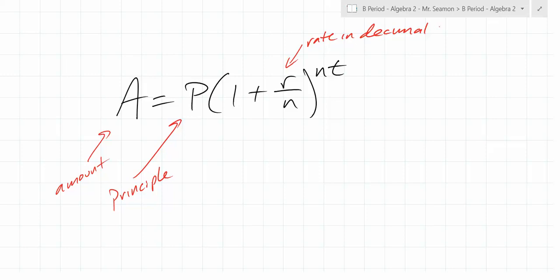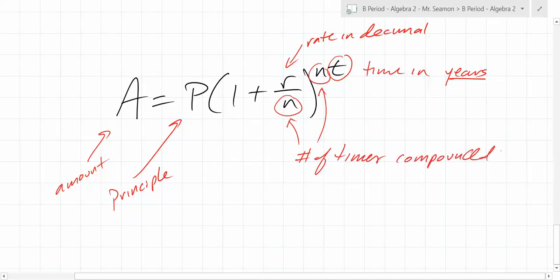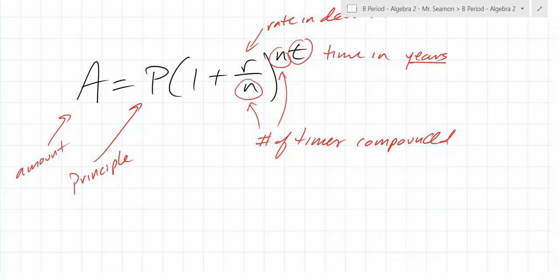What do you think T represents? Time in years. N is the really important one. Do you know what N stands for? And it's in 2 places. Number of dollars. Those are great guesses. Those are actually really good guesses. It's not. It's number of times compounded per year. So, for example, what is monthly? 12. Exactly. So monthly equals 12.